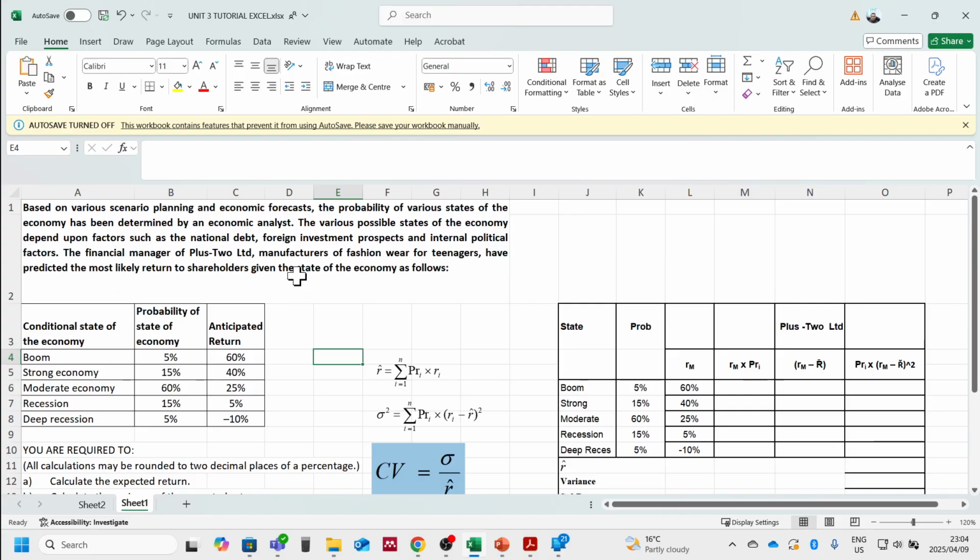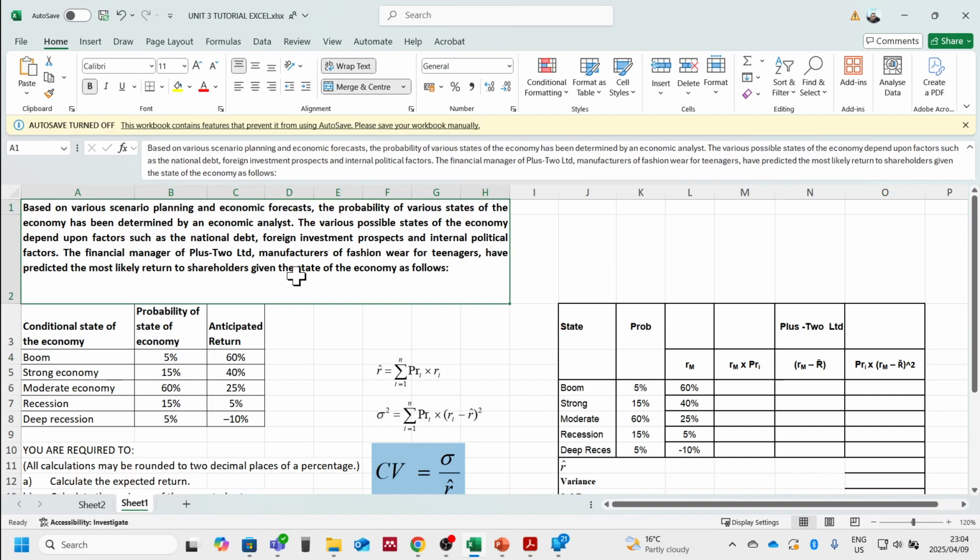So we're going to start with the first tutorial, which looks at the single asset. And then the second question will be looking at a two-asset investment. So let's take a look at the first one. Here it says that based on various scenario planning and economic forecast, the probability of various states of the economy has been determined by an economic analyst.